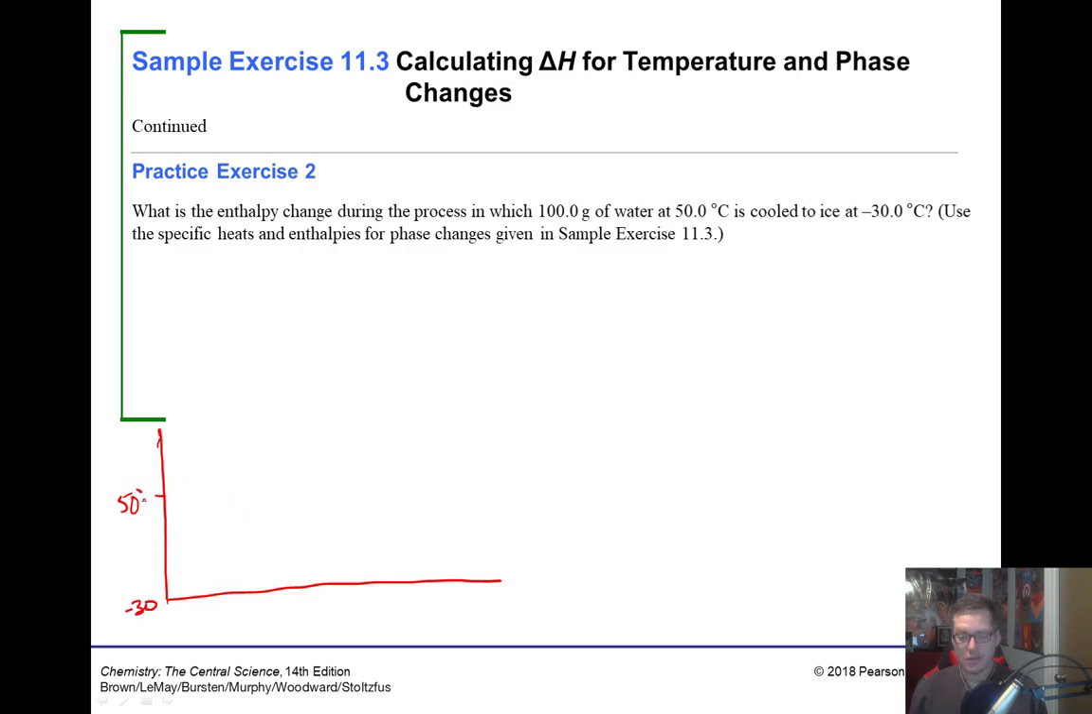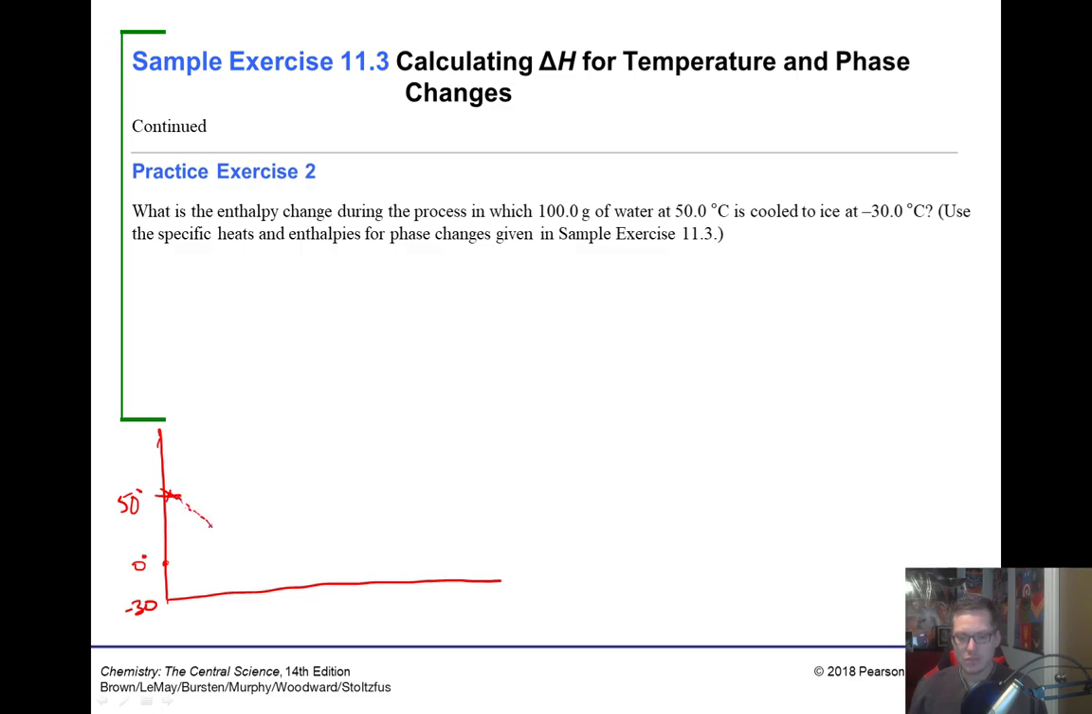So 0, this is 80 apart, so 0 would be right around here. We're starting up here, at this value, right here at 0 degrees. As we go, we're going to have an enthalpy change, and the enthalpy will be leaving our system. So we're going to be going down.